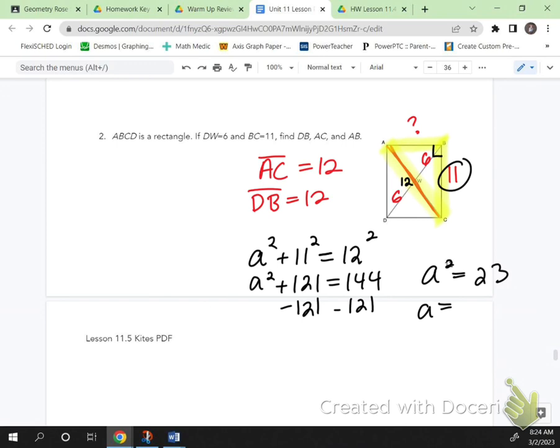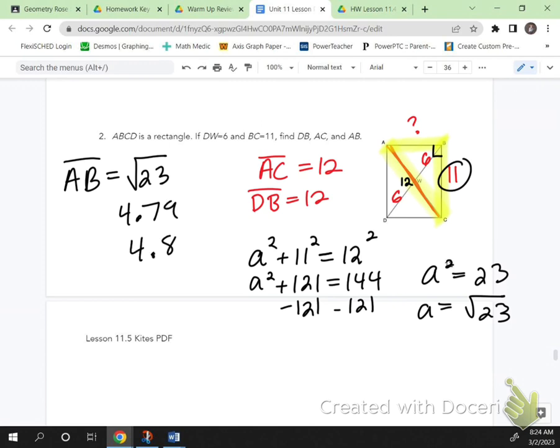It does come down to the square root of 23, which is like 4.79, so you would round to 4.8. Or you could just leave it in the root form. Remember, this is exact form. This is approximate form. Remember that language. All right, we did it. We've got one more lesson on kites tomorrow.